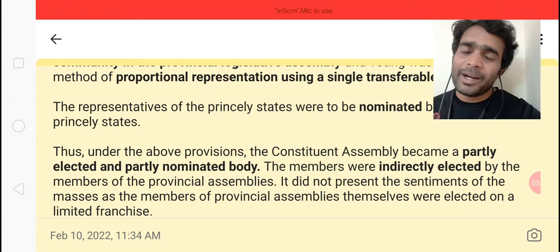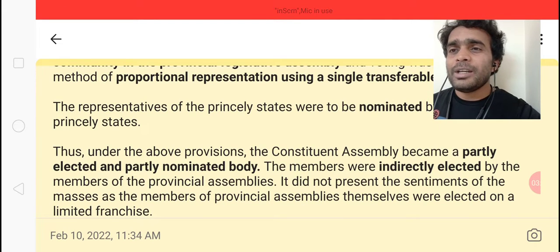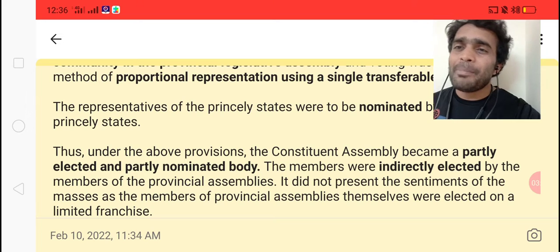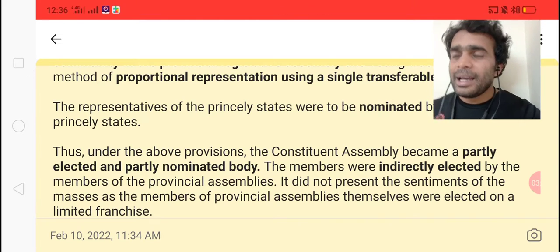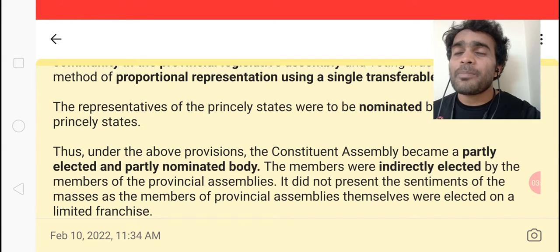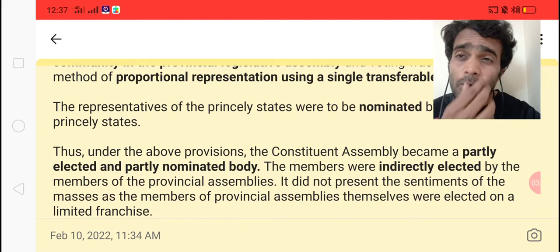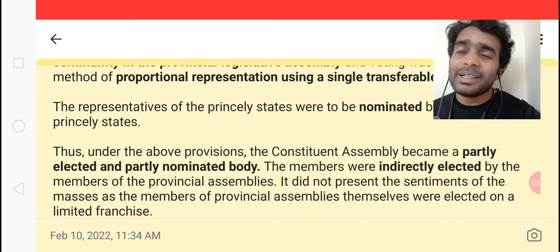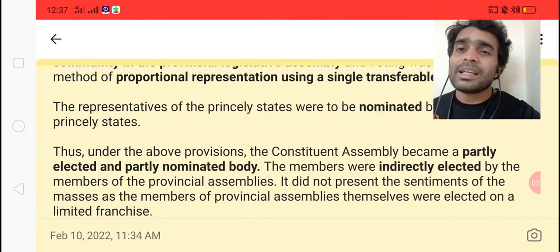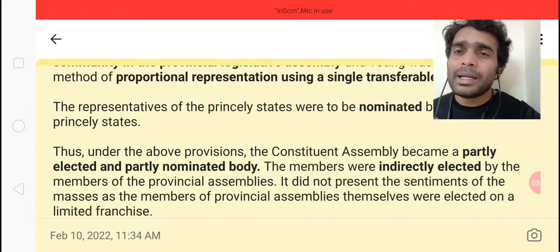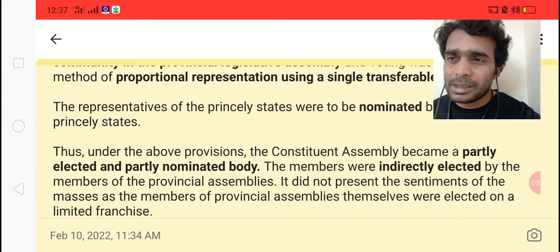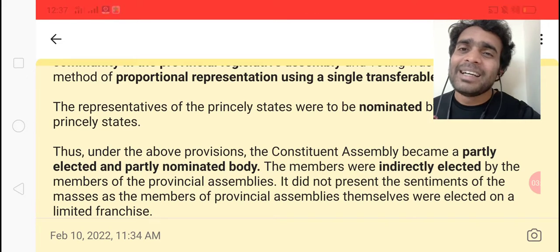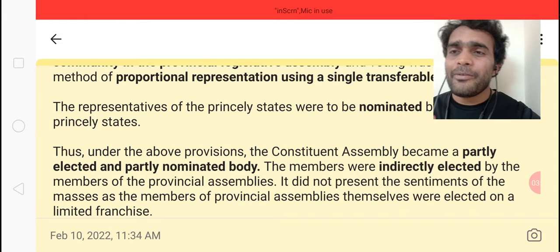So now we understood that the members of the Constituent Assembly were partly elected and partly nominated, and that too indirectly elected. Why indirectly elected? These members from the British Indian provinces were not elected by the people, from the masses. They were elected by the members of the provincial assemblies, and these members of the provincial assemblies were elected by the masses. So it was an indirect election. It is a criticism that it did not represent the sentiments of the masses, as the members of provincial assemblies themselves were elected on a limited franchise.